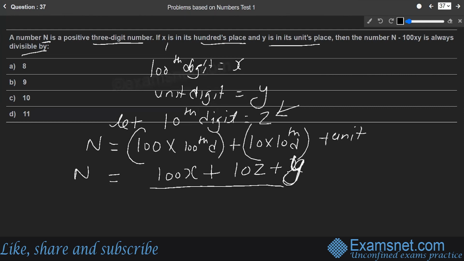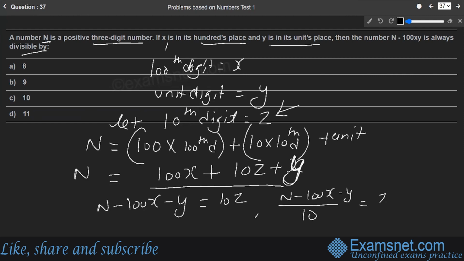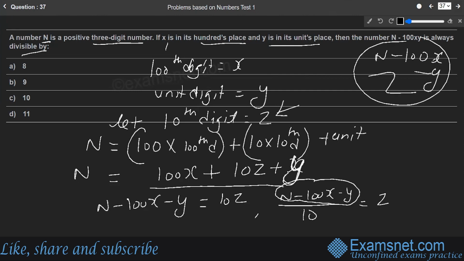If we try to transform the number to isolate the value z, then N minus 100x minus y is equal to 10z. We have no idea about z, so we can eliminate z. Now this 10 can be brought to the other side, so we can write N minus 100x minus y, divided by 10, is equal to z. Now look at the numerator of this particular term: N minus 100x minus y. Clearly we can see it is getting divided by 10, and we are getting a single digit z here.